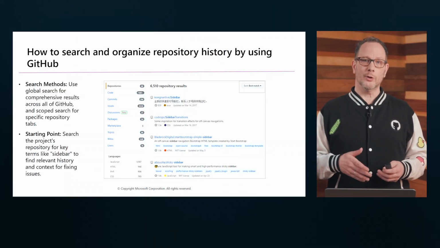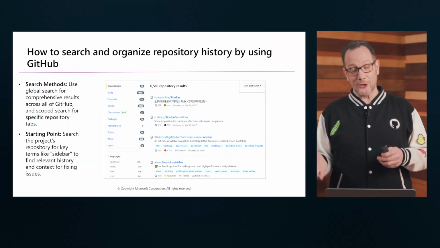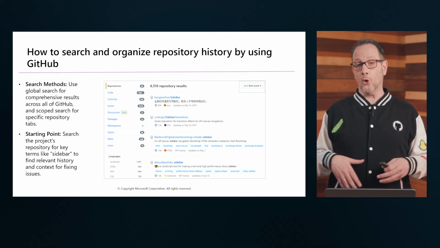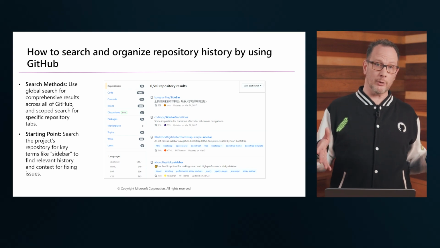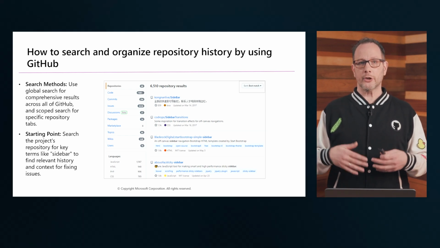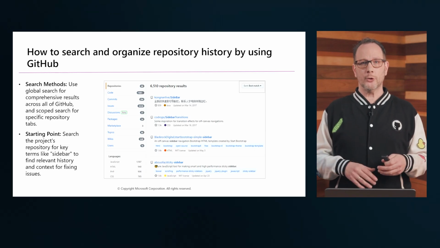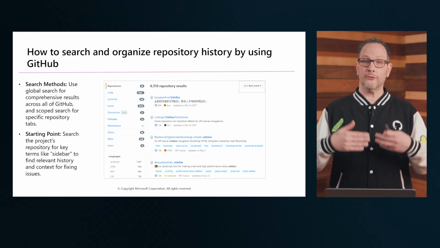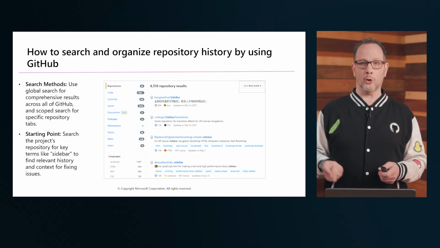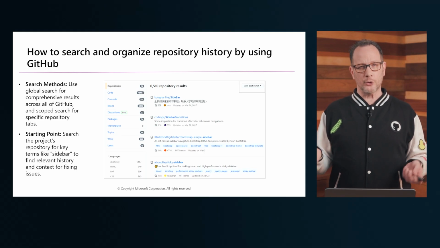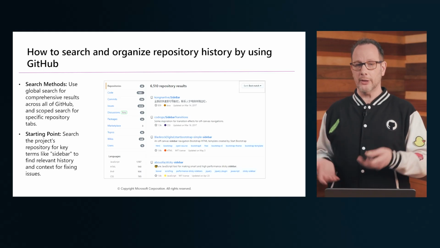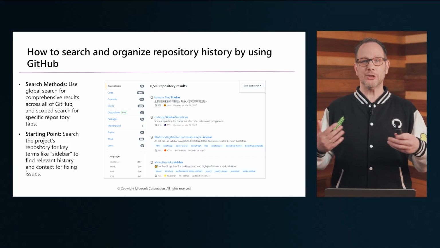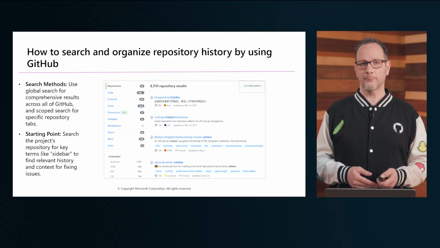Now from here, we'll take a little turn into searching, an essential skill for navigating large code bases or understanding the history behind the problem. GitHub offers both global search, which looks across all repositories, as well as scoped search, which filters results within a specific project. I'll show you how to search for keywords, file names, even code snippets to uncover discussions, issues, and changes related to your topic.